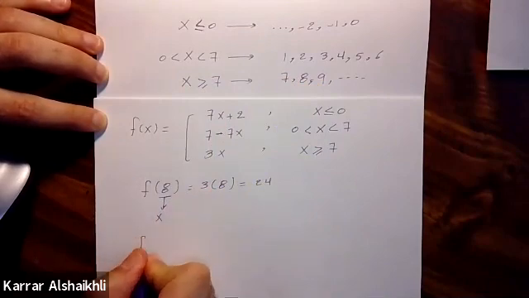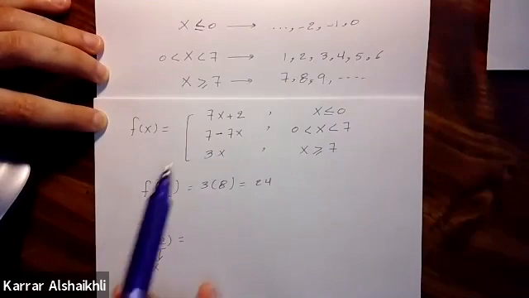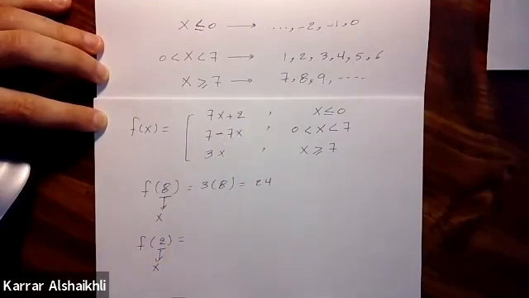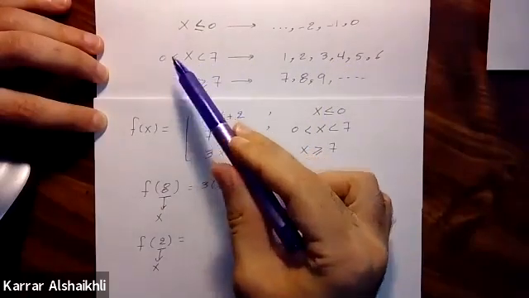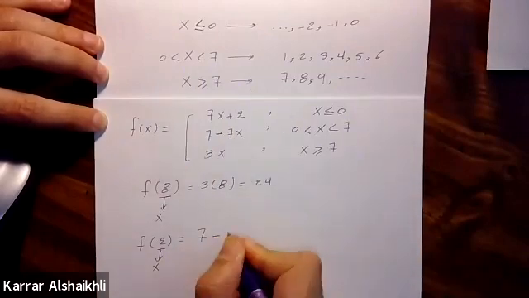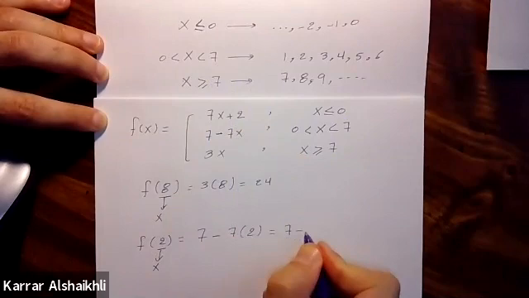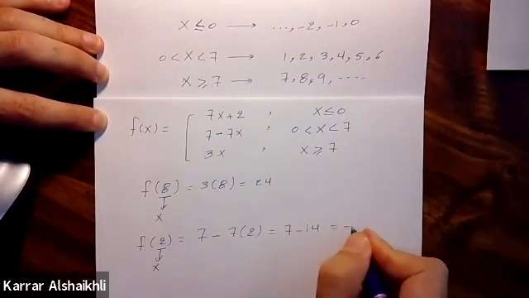Now, if they ask you, find f of 2. Check f of 2, that means x equals 2. X equals 2 belongs to which piece? The first, the second, or the third? Second, because all the numbers between 0 and 7 belong to the second piece. So it's going to be 7 minus 7 times 2. I'm going to plug in the 2 on the second piece. So it's going to be 7 minus 14, which is -7.